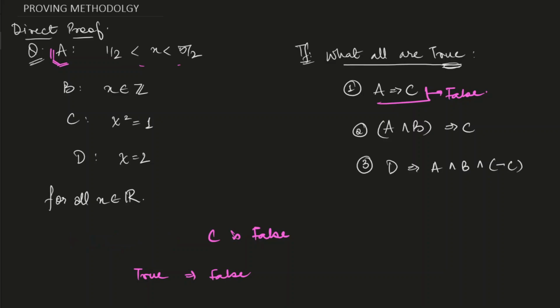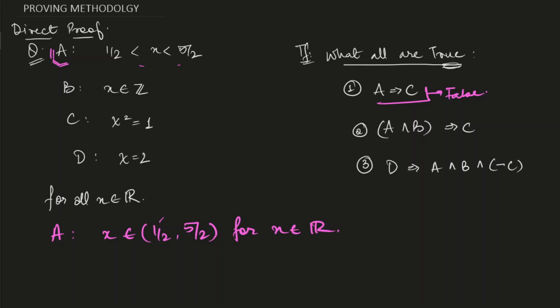So if you need to prove something false, you will have to come up with a counterexample if you don't have the theory for it. Let's see what that will look like for us. We have A, which says that x belongs to 1/2 to 5 over 2, for x belonging to real numbers. So all real numbers between these two endpoints are going to be included in A, and C is x squared equals 1, the solutions to which are -1 and +1, for x belonging to R. So x will be plus or minus 1, and here x will be these values.